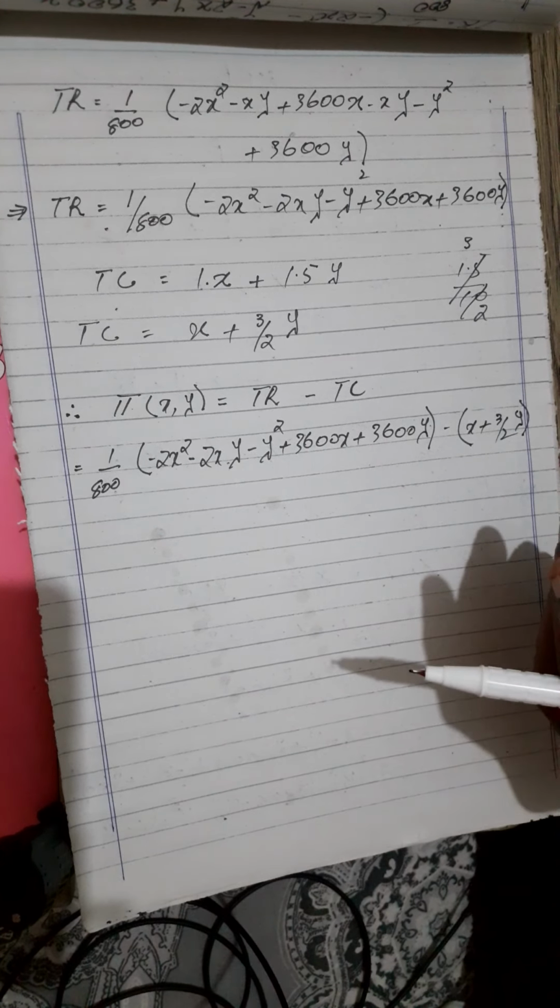Pi x, pi xx, pi xy, pi y, pi yy. This implies that pi x, partial pi by partial x, equals 1 over 800 times minus 4x minus 2y plus 3600, then minus 1.